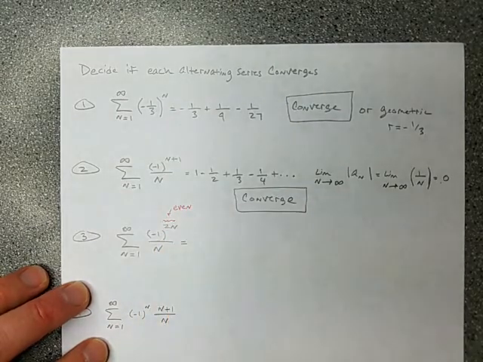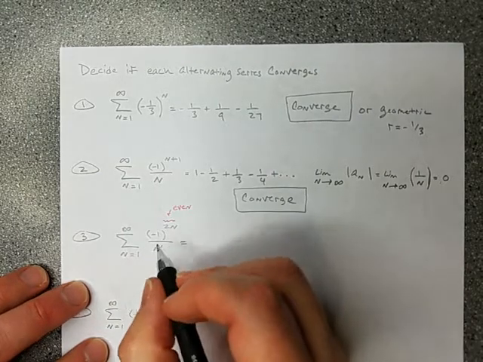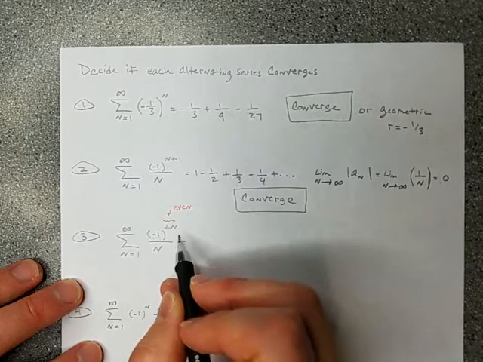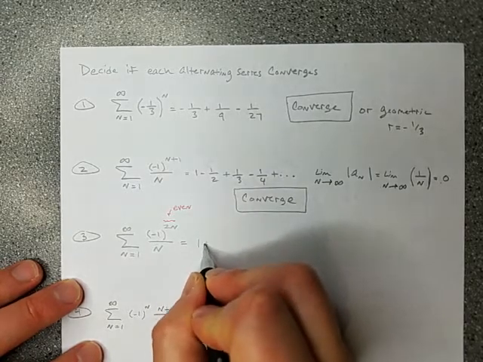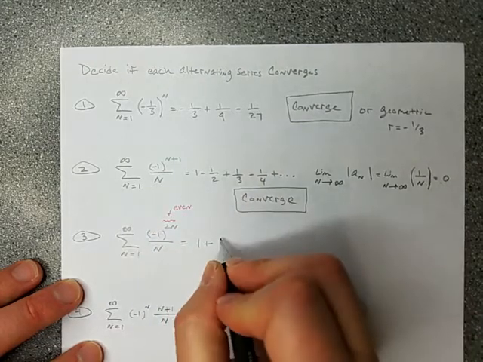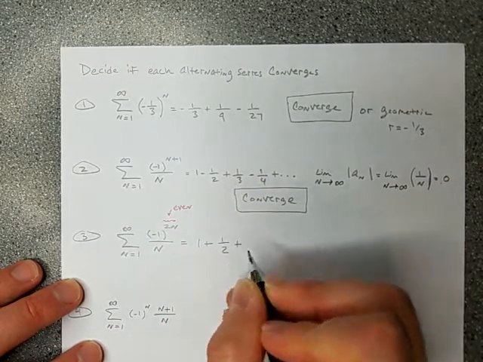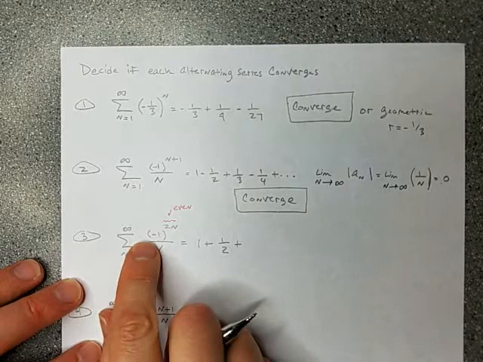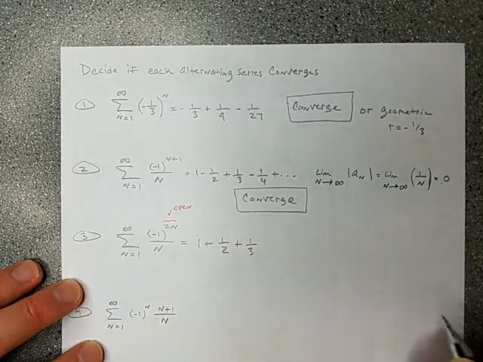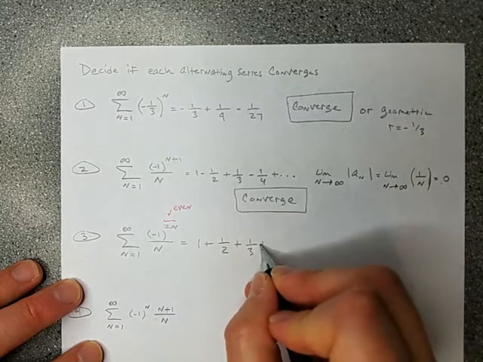That's an even number. Okay, but here we'll prove it. All right, so we put 1 in. What's negative 1 to the second power? It's 1. Okay? And then we put 2 in. What's negative 1 to the fourth power? It's 1. And then we put 3 in. What's negative 1 to the sixth power? It's 1. Okay, so we're going to get that.